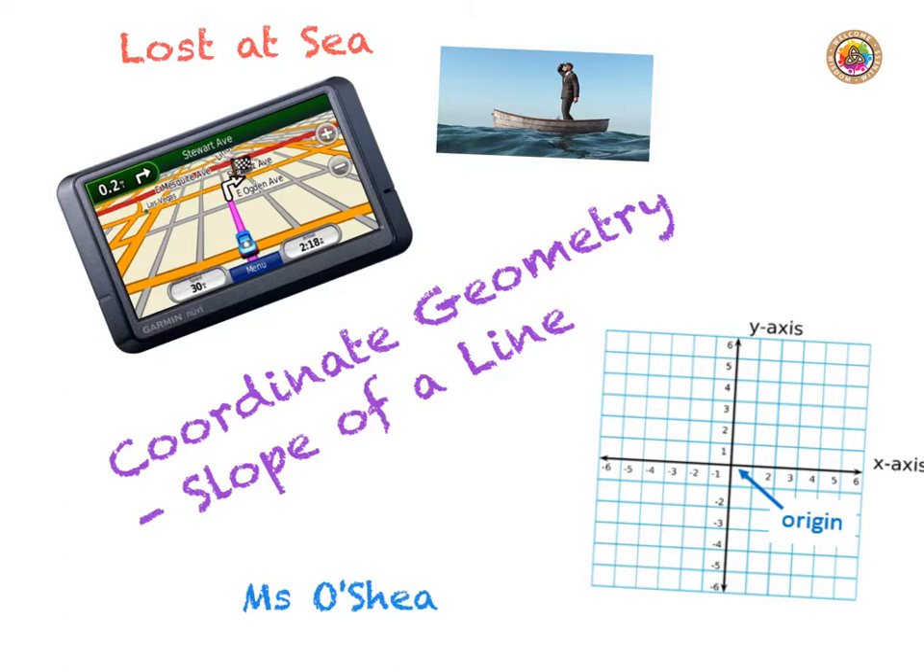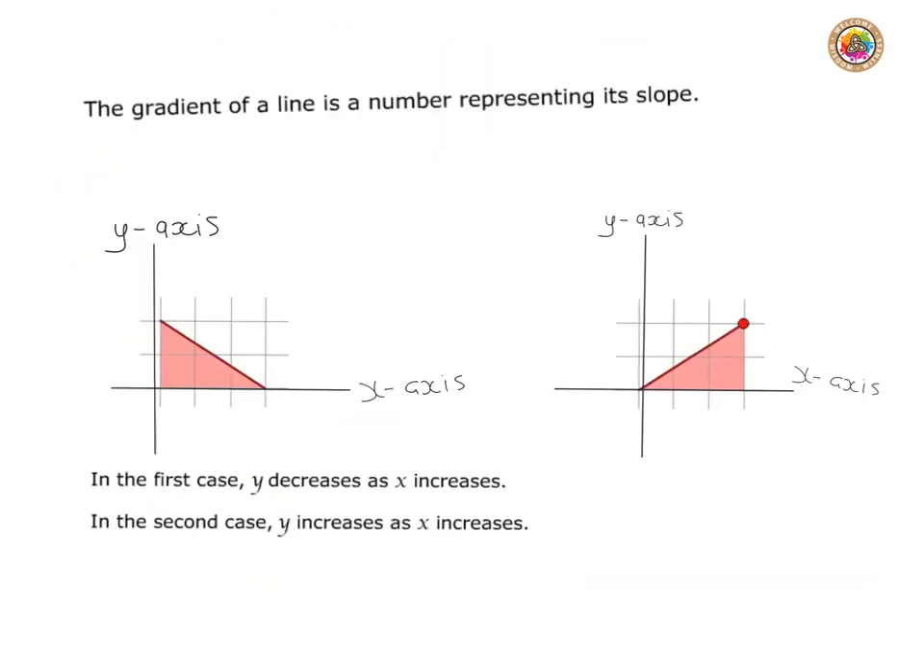Okay, so today we are going to have a look at the slope of a line. Lost at sea, coordinate geometry, but we're going to look today at the slope of a line. The slope is essentially the gradient, how steep a line is.